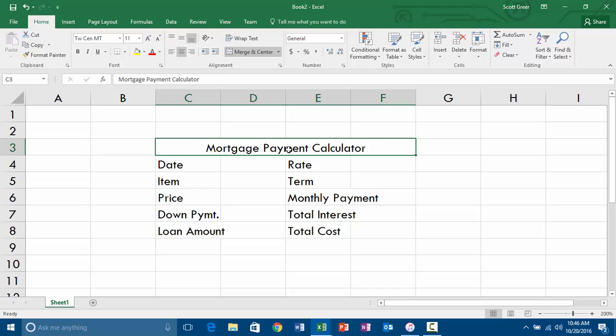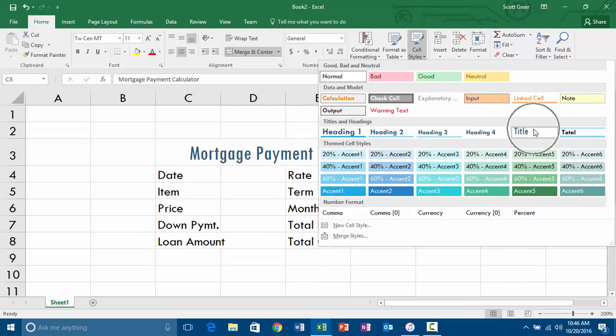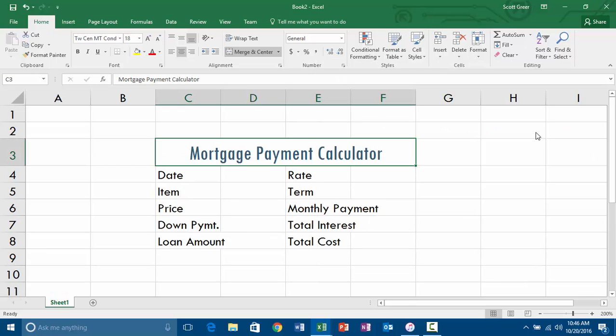All right. Next, I want to make this look pretty. And yesterday we were changing the font color, changing the font size. Today I'm going to say forget that. Today we're going to go up into this one, cell styles. So be selected on mortgage payment calculator, go up to cell styles, and I'm just going to select title. And it's going to automatically format that to make it look different. So I like that. Okay, so it looks pretty.